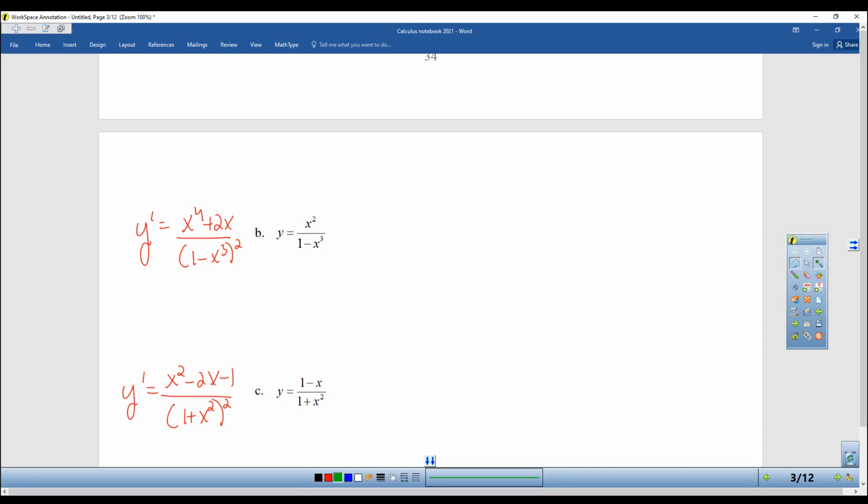All right, let's do these out. So y prime is the bottom times the derivative of the top minus the top times the derivative of the bottom, all over the bottom squared.